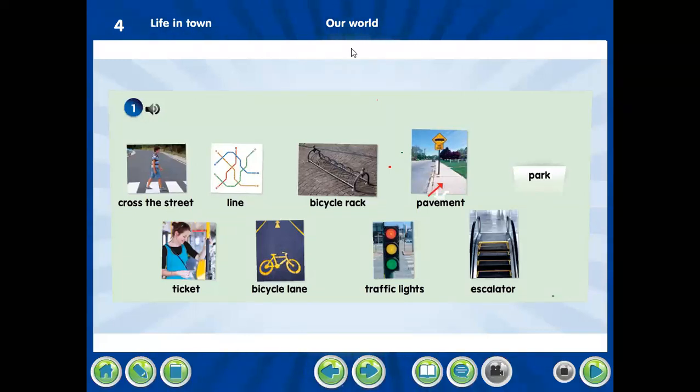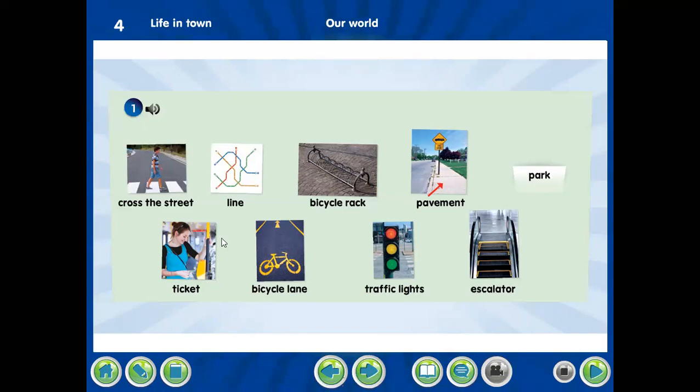Let's see. Sofia, please. Sofia, can you read the vocabulary? Yes, teacher. Read, please. Cross the street. Line. This track. Pavement, park, ticket, traffic lane, traffic lines, escalator. Very good, Sofia, thank you. Only remember this word, bicycle. Okay, this is a bicycle, and this is payment. Payment, bicycle. Okay, good.